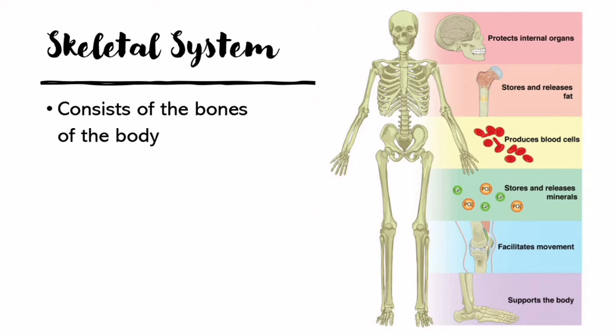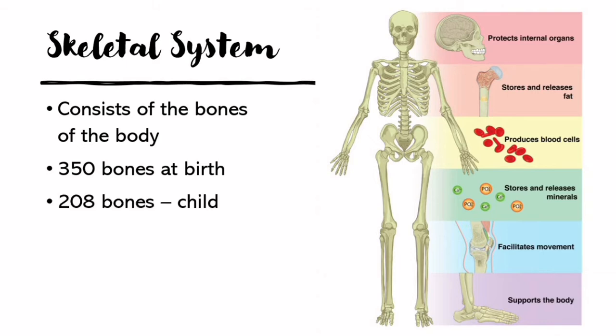And did you know that there are about 350 bones at birth? As a person grows, many of these bones fuse together. A child has 208, and in the adult human, the skeleton is composed of 206 bones.